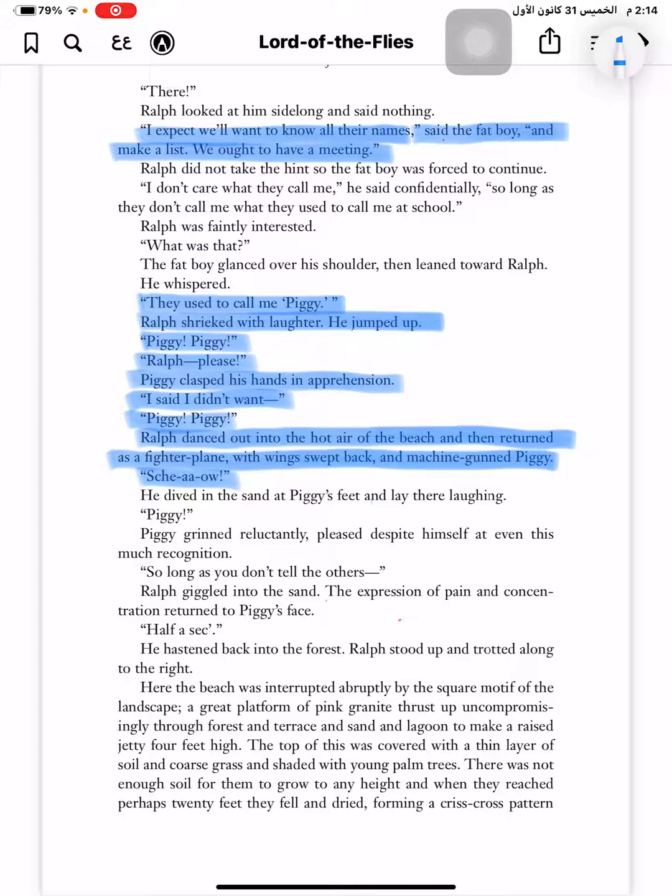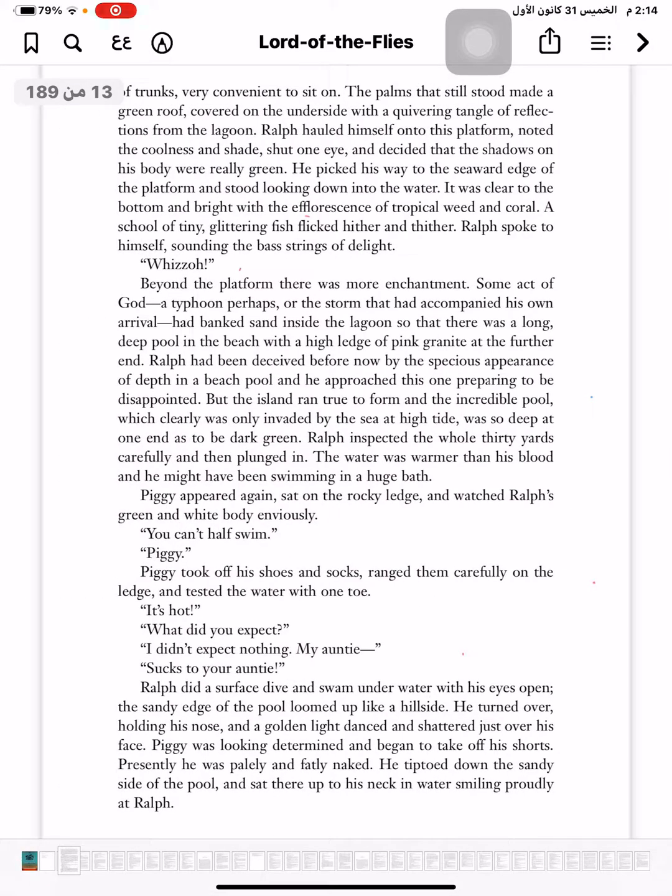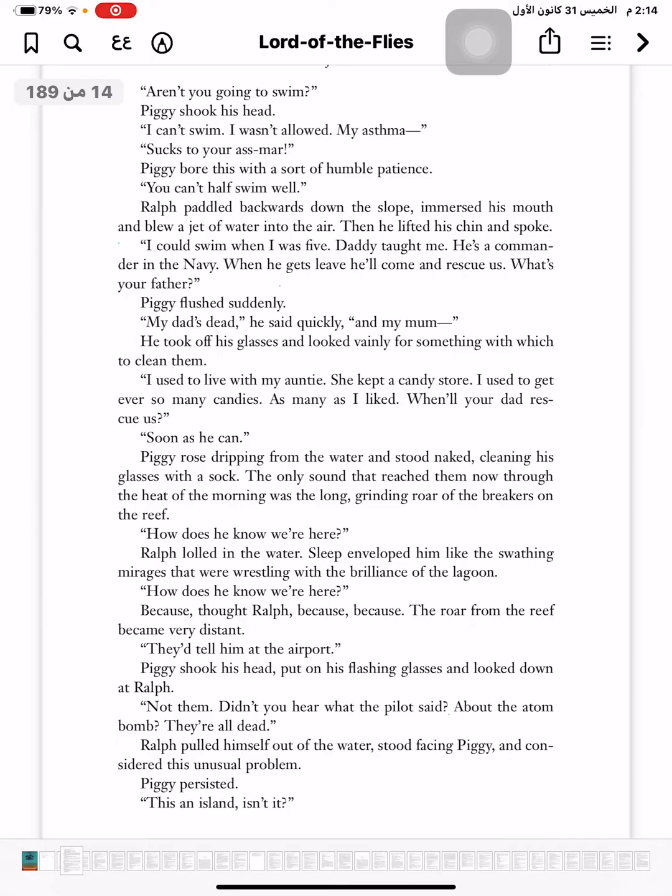And another comparison is brought forward to the reader by the narrator. Now it is about the level of organization. Who is more organized? We find that Piggy looks so organized in comparison with Ralph, especially when he arranged his clothes before he came down to the water. Piggy took off his shoes and socks, arranged them carefully on the ledge, and tested the water with one toe.